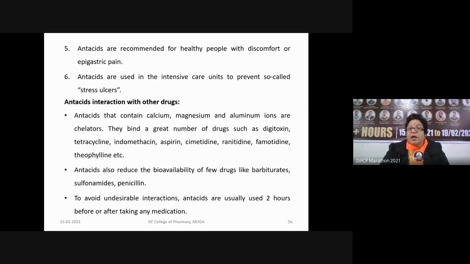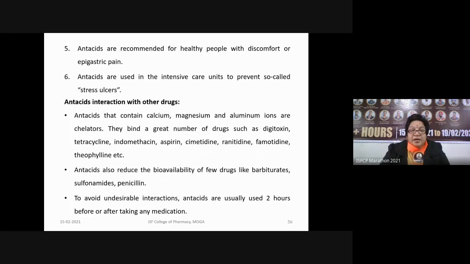And next, the antacids are used in the intensive care units to prevent so-called stress ulcers. कई बार स्ट्रेस की वजह से, स्ट्रेस भी एक फैक्टर है अल्सर्स बनने में, तो वहां पर एक इंटेंसिव केयर यूनिट में these antacids can be used. एंटासिड इंटरेक्शन विद अदर ड्रग्स। अब एंटासिड्स ले तो रहे हो, कई सारी इसके अंदर मेटल्स हैं, अब कई और ड्रग्स के साथ इनके इंटरेक्शंस भी हो सकती हैं। What are those types of interactions?